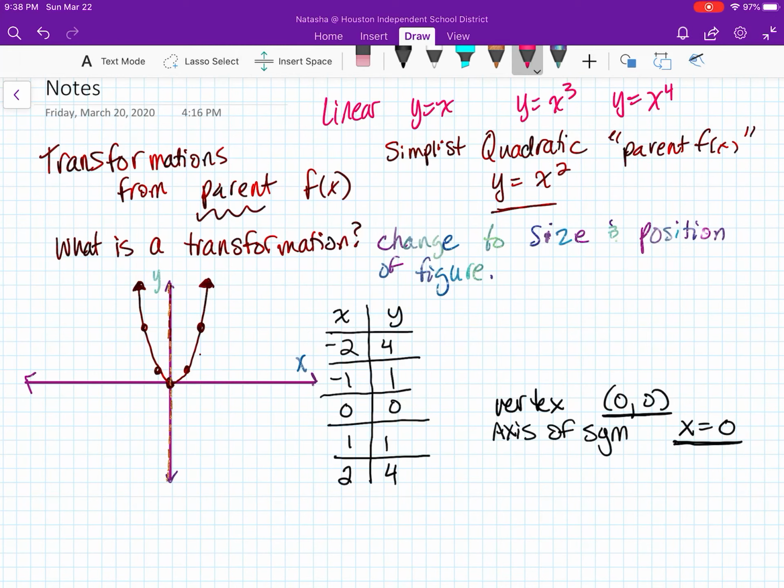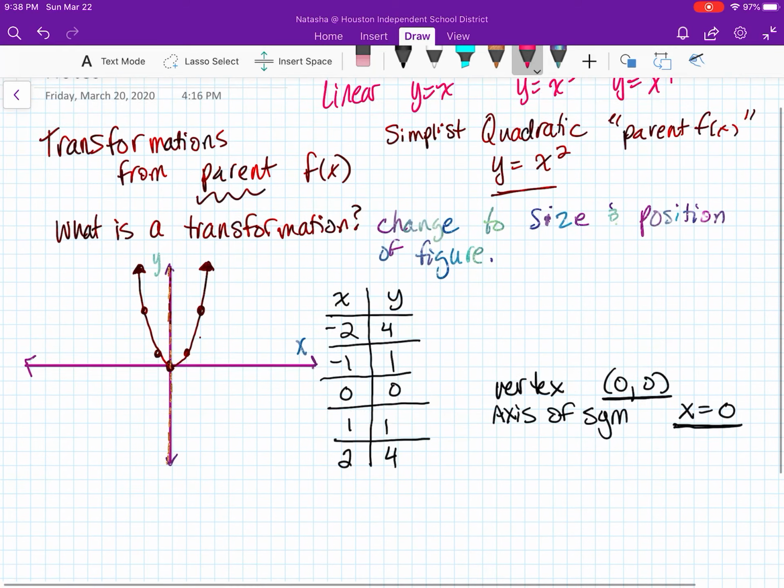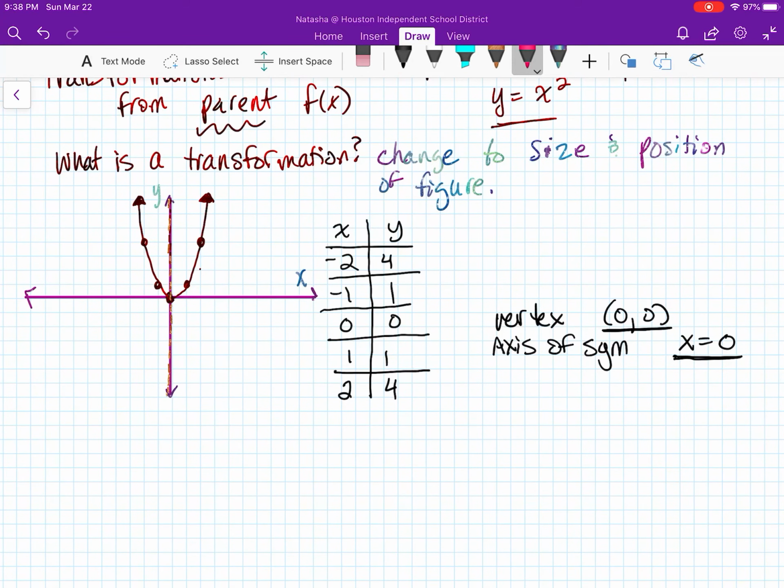Well, it's a change to the size and position of a figure. And in this case, we're talking about a line. The form that I have graphed on here is the parent function of a quadratic. y is equal to x squared. This is y is equal to x squared.